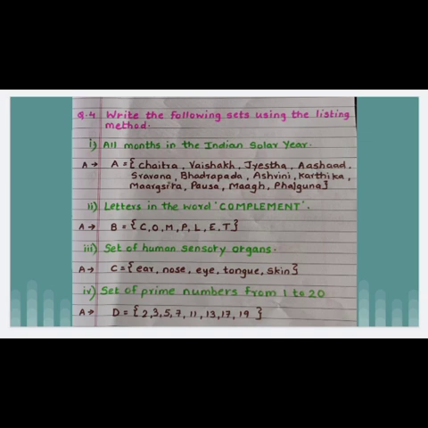Understood? You have to mention all 12 months which are coming in the Indian solar year. Second one, letters in the word complement. So to show the set, we use here capital B, equal sign, letter mention from the word. So C O M P L E T.